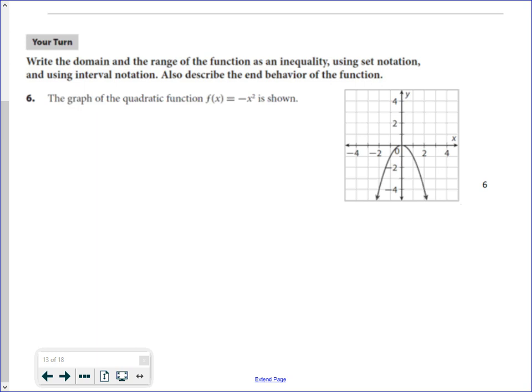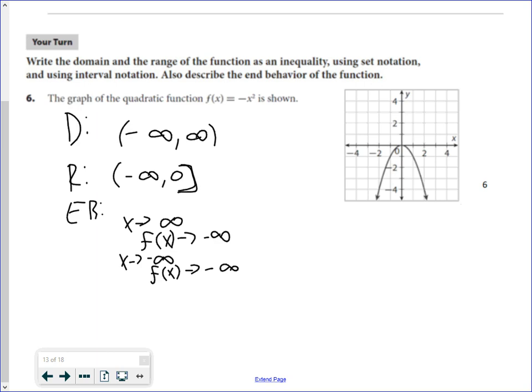Number 6, we're going to write the domain and range of the function as inequality using set notation and using interval notation and describe the end behavior of the function. This is actually a good problem for you guys to do on your own. So pause the video and try it out, all right? All right, this is what you should have gotten.